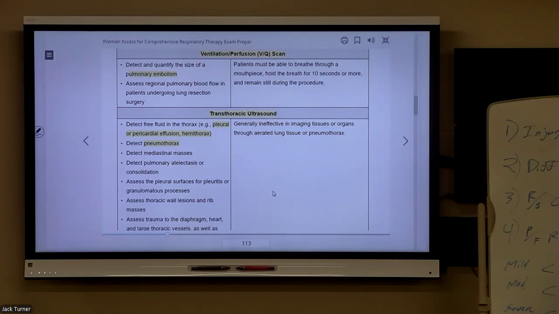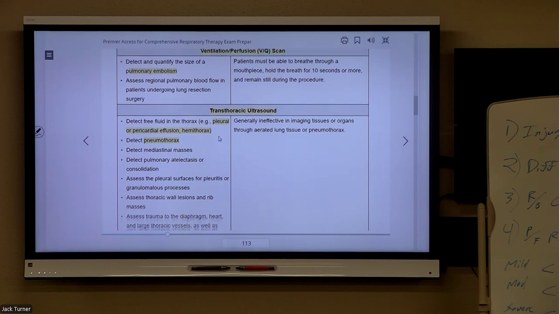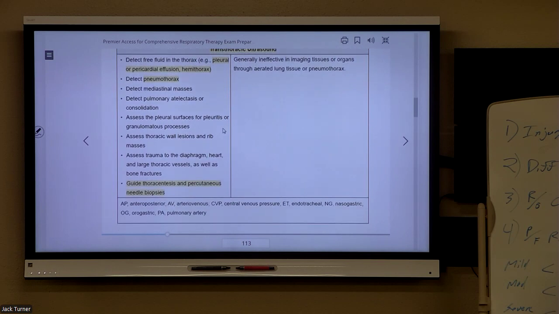Like if I was trying to diagnose tamponade, this would be my go-to here. Okay, and then, ultrasound helps with the thoracentesis, so they know where to stick. Have you guys seen that?